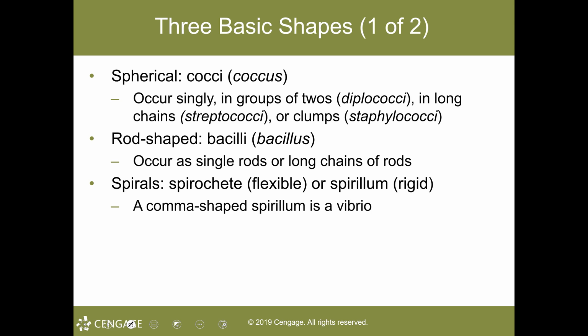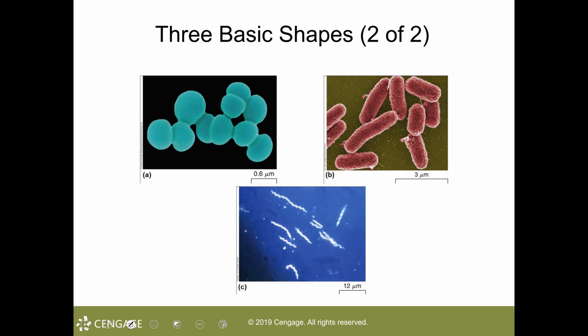The shapes in which, class, they come in, as you all have seen in lab, are cocci or coccus, meaning they are either singly occurring or in groups, maybe in twos, Diplococcus, in long chains, Streptococcus, or in clumps, Staphylococcus. Rod-shaped being bacilli or bacillus occurs as single rods or long chains of rods, and finally, class, spirals being the spirochete or spirillum. So they look, class, as a comma or spirillum as in Vibrio. So there they are, class: coccus A, bacillus B, and spirillum C. These are three basic bacterial shapes, class.